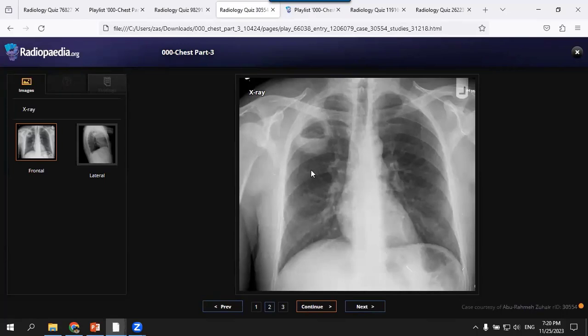Proceed. Right. So there is a mass with an air fluid level in the right upper lung. Differential includes abscess or septic emboli.